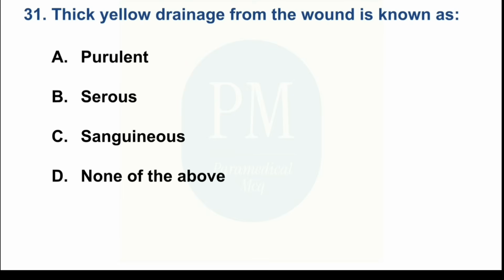Thick yellow drainage from the wound is known as option A purulent, option B serous, option C sanguineous, option D none of the above. The correct option is option A purulent.